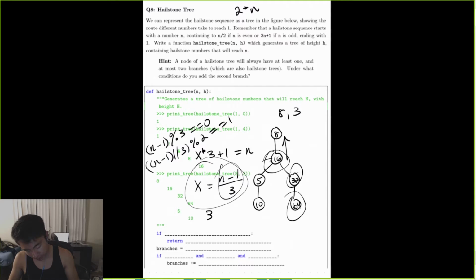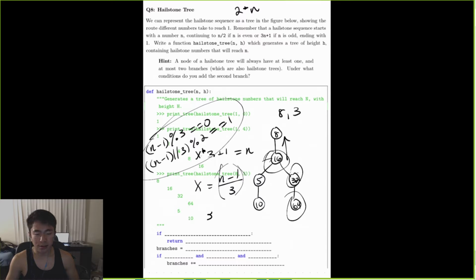So in the case of 16, 16 minus 1 mod 3 is 15 mod 3, which is equal to 0. That's one check. That's pretty nice. And along with that, 16 minus 1 divided by 3, that's going to be 5. And we know that 5 is an odd number. So this all kind of works out right here.